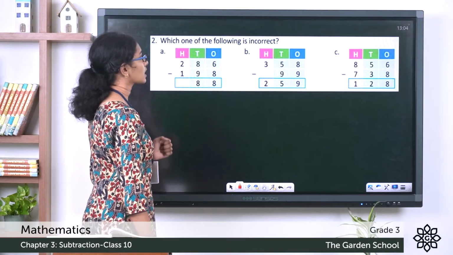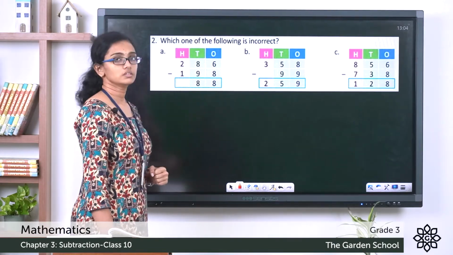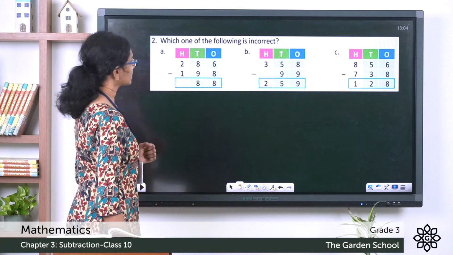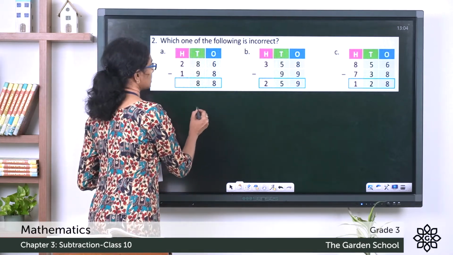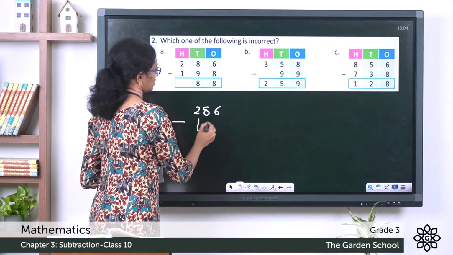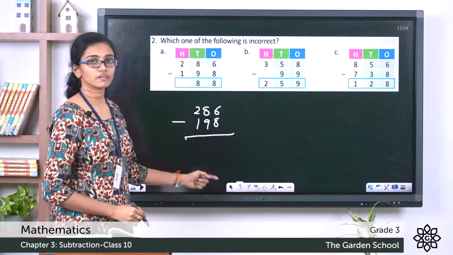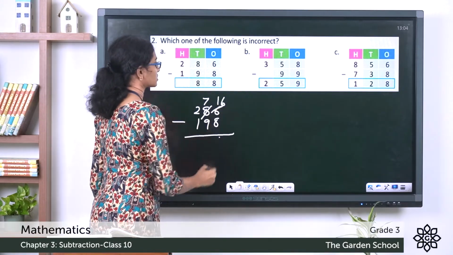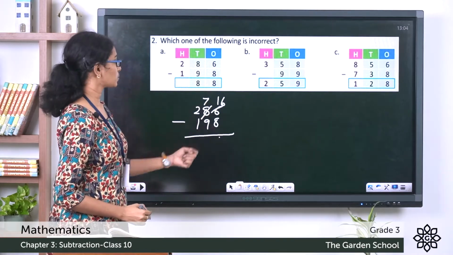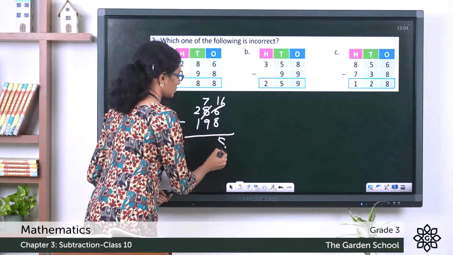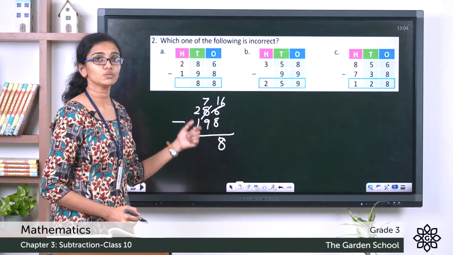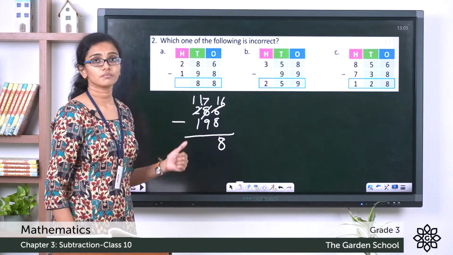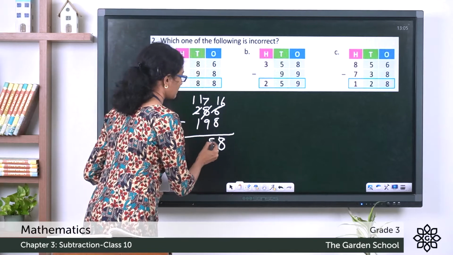Which one of the following is incorrect? And you are given 3 options. Let's check the first subtraction operation. 286 minus 198. Let's do the subtraction and check. So, can we take away 8 from 6? No. So what do we do? We borrow and regroup, making the 6 ones as 16 ones. So 16 ones minus 8 ones give you 8 ones. Now 7 minus 9 we have to regroup. So that will make this one 1 and this one 17. What is 17 minus 9? It is 8. So here we have 8 tens.